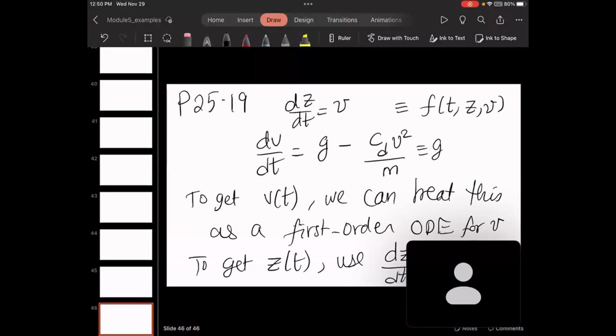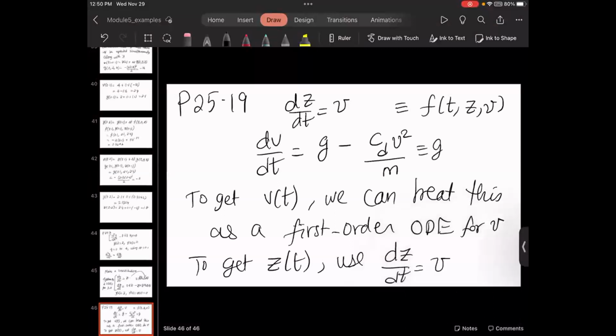All right. So this is the problem. That is, this is the equation that was given to you. To get only speed, we can just solve this for velocity as a function of time.